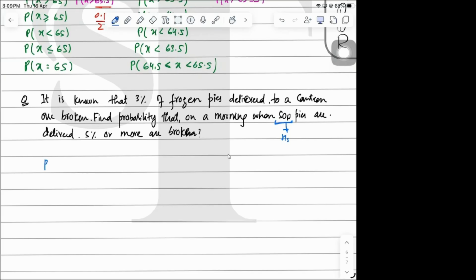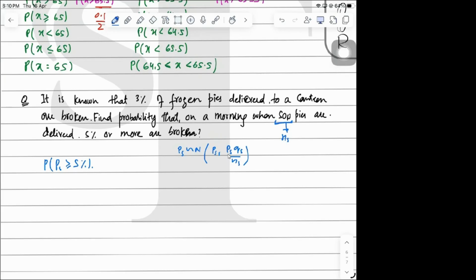So we have to calculate the probability of the proportion being greater than 5%. Furthermore, we can say that our sample proportion directly follows the normal distribution with mean P_S and variance P_S Q_S over n_s. Do you remember that? Mean, and variance.